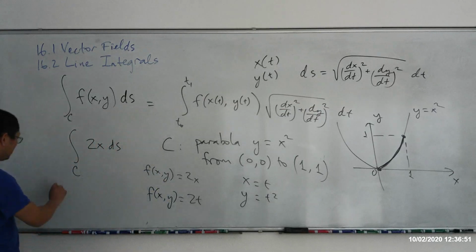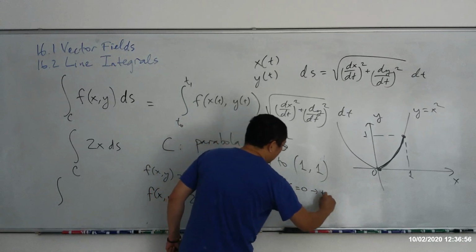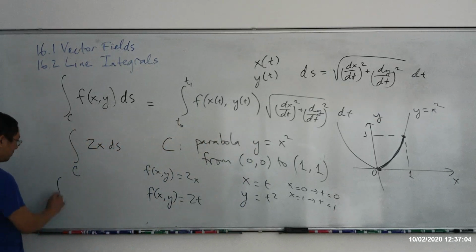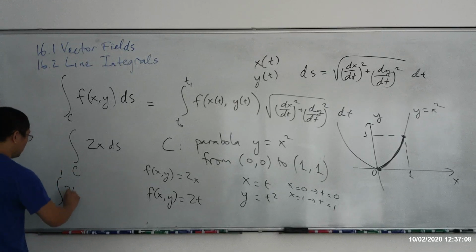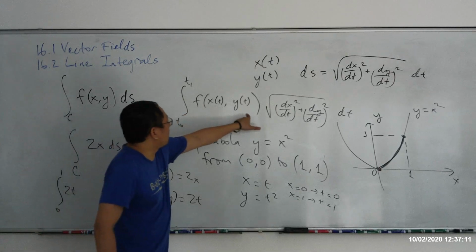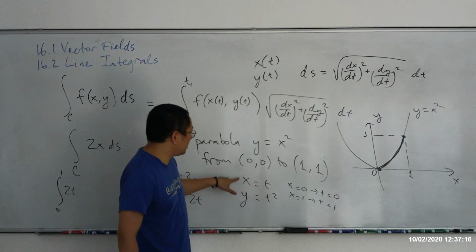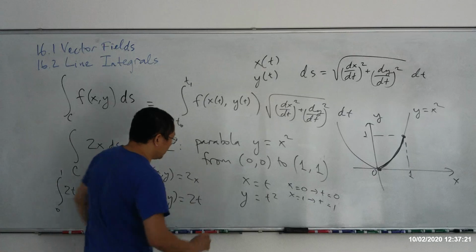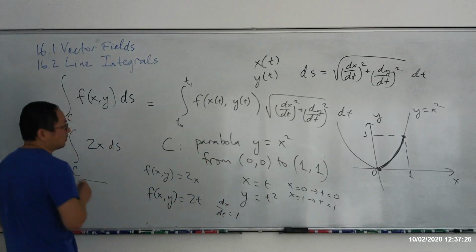So this is the integral for t. X equal to t, so x equal to 0 means t equal to 0, and x equal to 1 means t equal to 1, of course, because x equal to t. So this is the integral from 0 to 1 in terms of t. 2x now becomes 2t, f(x, y) right here. Now you have to calculate the square root of dx over dt squared plus dy over dt squared. X equal to t, so dx over dt is 1, and 1 squared is just 1.